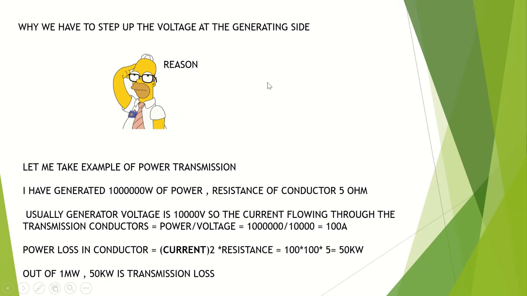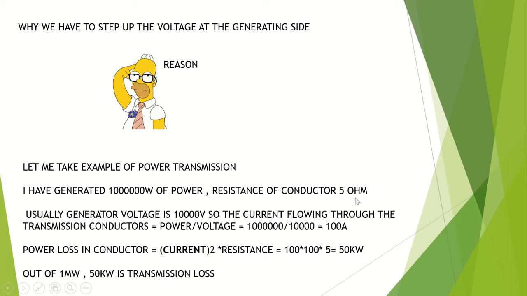So you may ask the question, why do we have to step up the voltage? What is the need of stepping up the voltage? So here I have taken an example to clear the doubts. Suppose I have generated 1 megawatt. This is 1 megawatt. Okay, six zeros are there. It is like 10 lakh, 10 lakh watt I have generated. And the resistance of the power carrying conductors is 5 ohms.